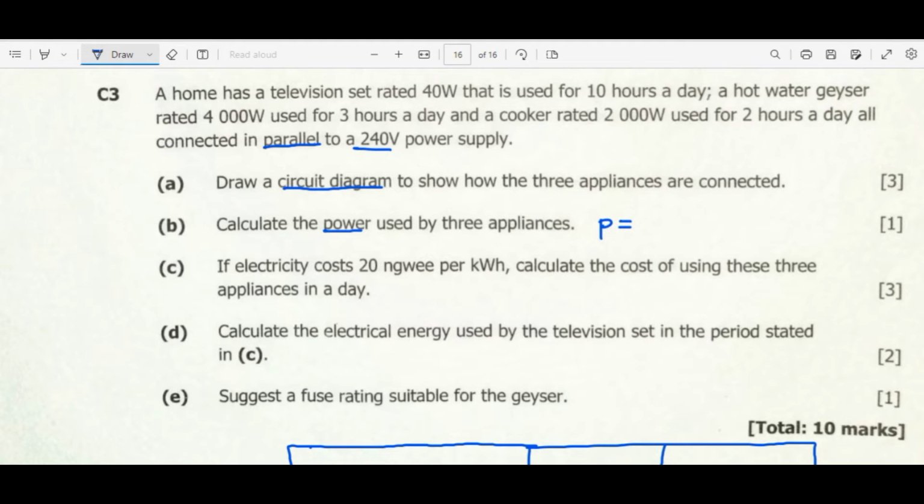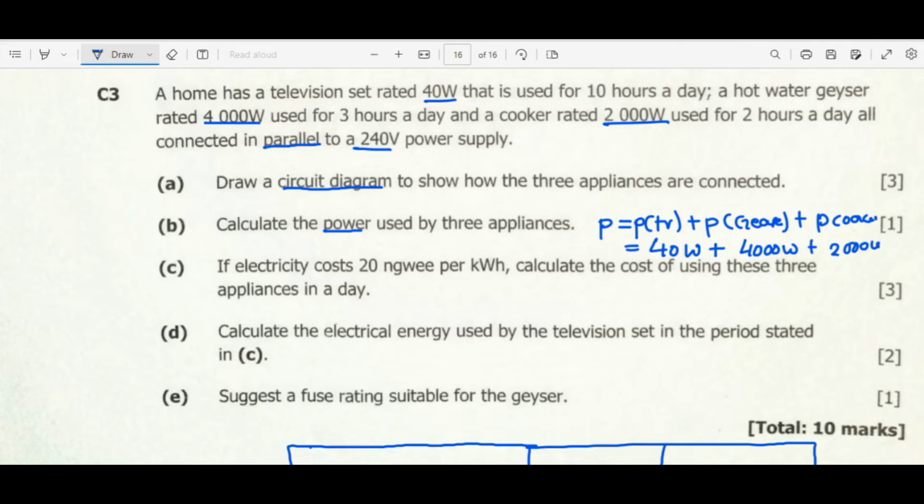What do I mean by that? Remember, I need to find the power for the TV plus the power for the geyser plus the power for the cooker. So the power for the TV is 40 watts plus the geyser is 4000 watts. Then for the cooker it's 2000 watts. Then I'm just going to add the numbers. Then we've gotten our answer.